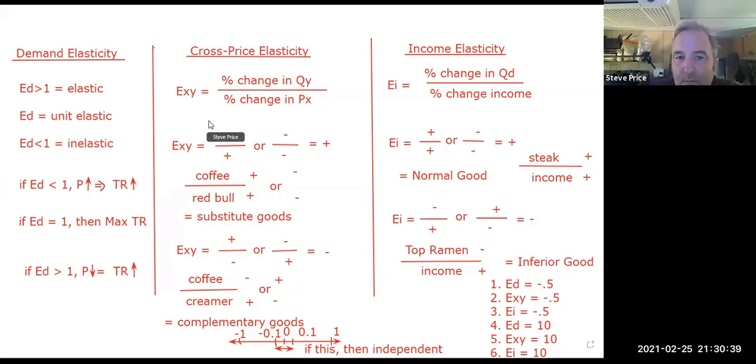But then that same number means something very different if you're measuring cross price elasticity. E sub xy means you're looking at the price change of one good and the reaction to that price change of one good with the quantity of another. And there, if you have a negative, you've got a complementary good. So number 2 is a complementary good.